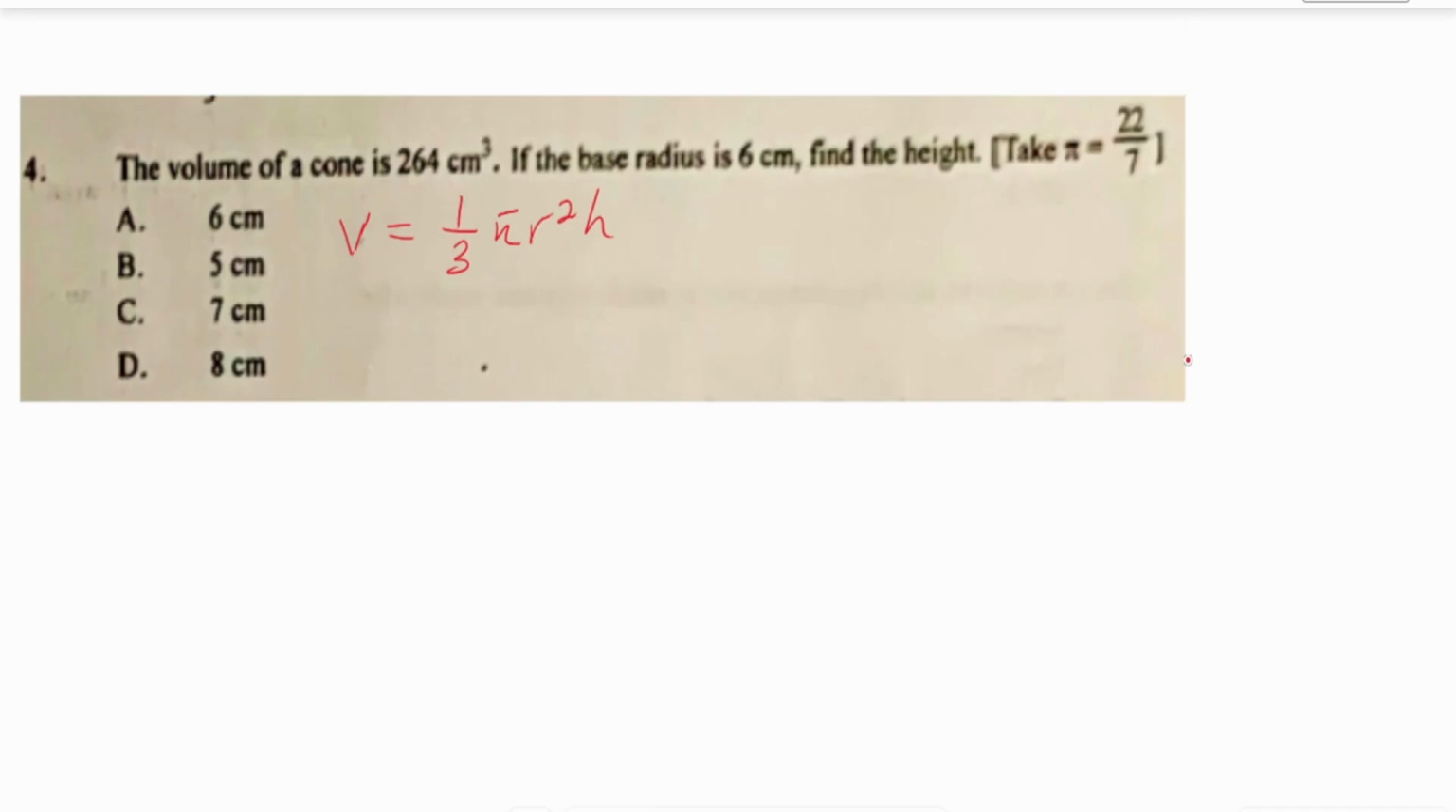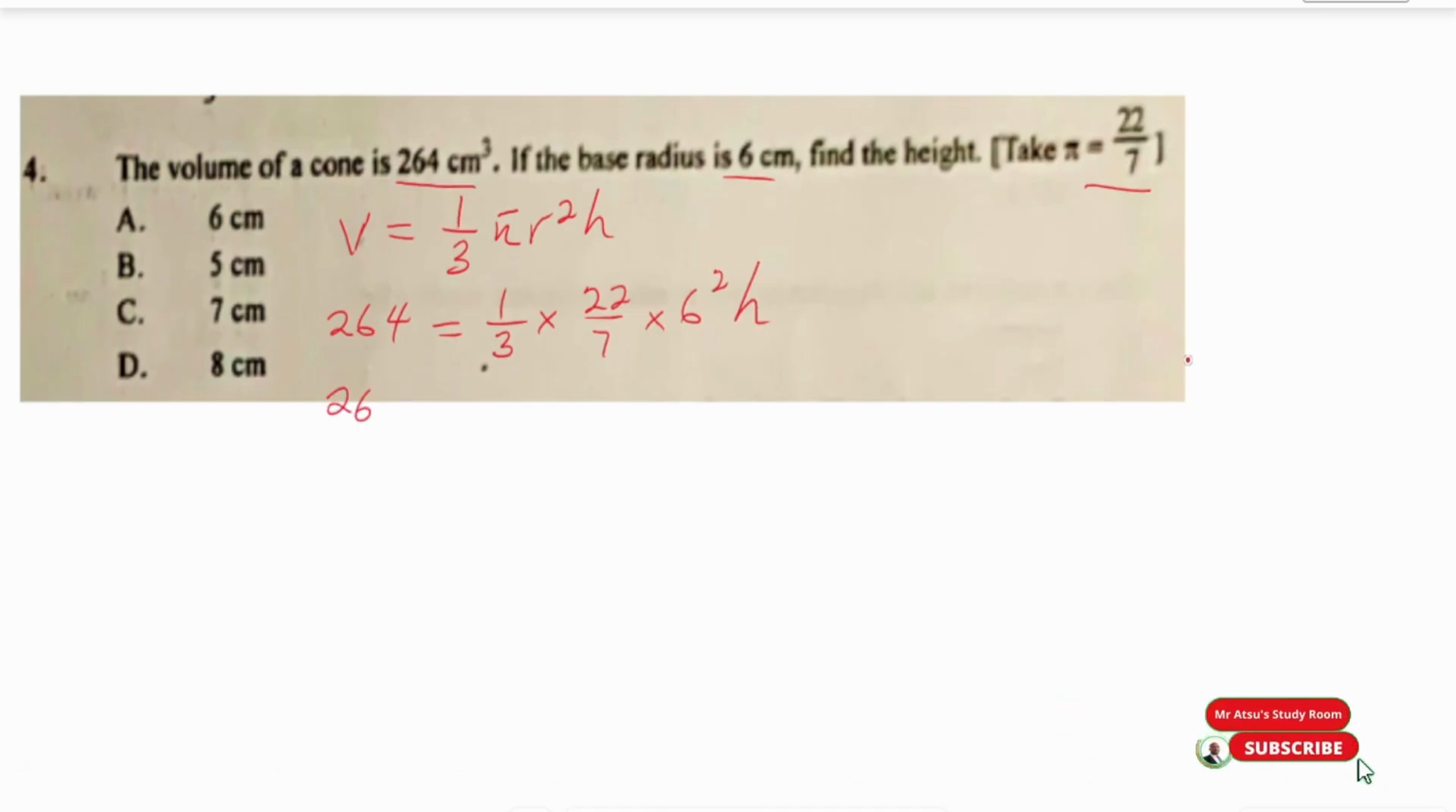And now we have volume here, radius here, and pi here. So looking at the formula, the only thing left is the height, which we are solving for. So we are going to substitute each of these numbers into the formula. So we'll start by replacing the V with 264 equals 1 over 3 times pi is 22 over 7 times r is 6 squared, and then the height is what we are still looking for.